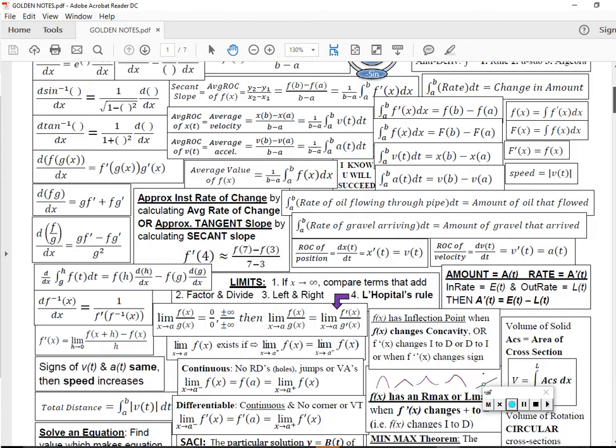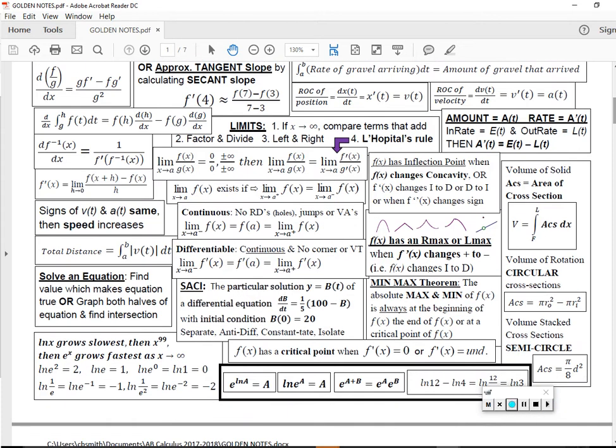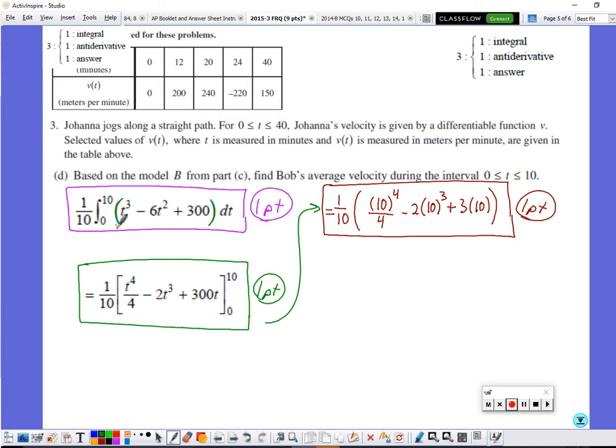If I needed to find the total distance, then I would have had the integral of the absolute value. Speed is the absolute value of velocity. So if I make an integral like this, and I put absolute value here, I'm not finding the average velocity, I'm finding the average speed.